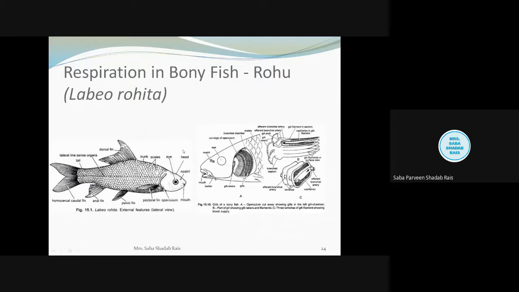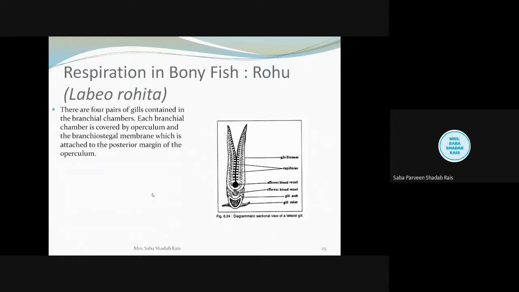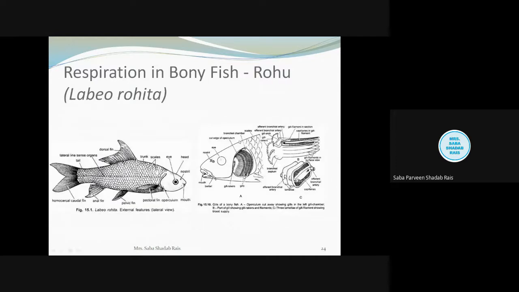If you observe it, you can see here the branchial chamber is written. You will observe the inner surface of the operculum. It is supported by the branchiostegal rays, which act as a one-way valve. Now see this branchiostegal valve. It is very special because it allows water to leave, but it will not allow the water to enter.